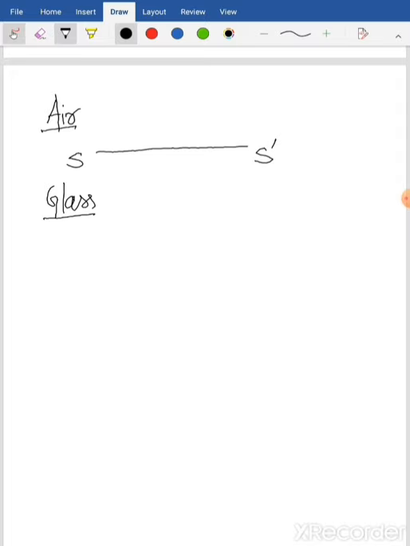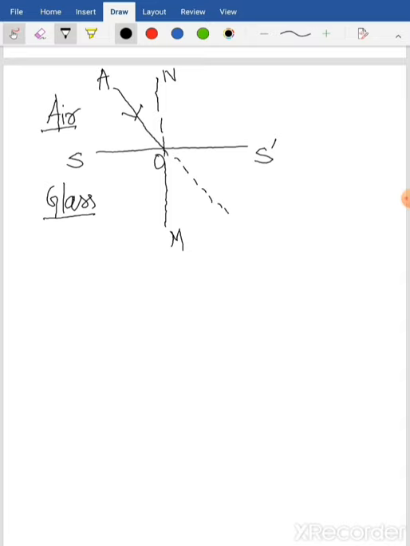Now let me drop a ray of light, AO, striking on the surface S dash at point O. So point O is the point of incidence. From there I will draw a normal. I have drawn a normal, and the name of the normal is NM here. If I follow the direction of AO, I see that the direction of path is in this way.